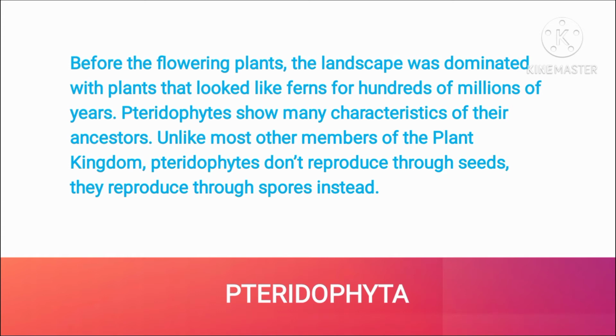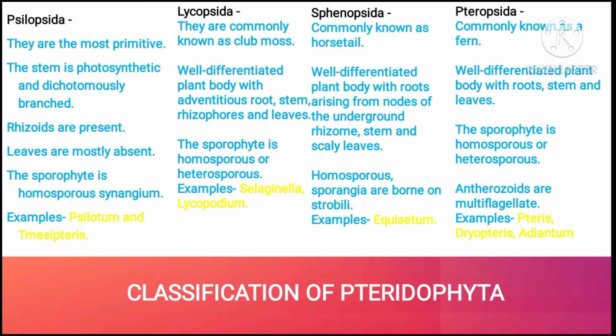Pteridophyta. Before the flowering plants, the landscape was dominated with plants that looked like ferns for hundreds of millions of years. Pteridophytes share many characteristics of their ancestors. Unlike most other members of the plant kingdom, pteridophytes don't reproduce through seeds. They reproduce through spores instead. Classification of Pteridophyta. Psilopsida. They are the most primitive.